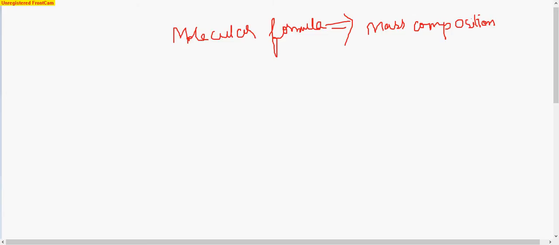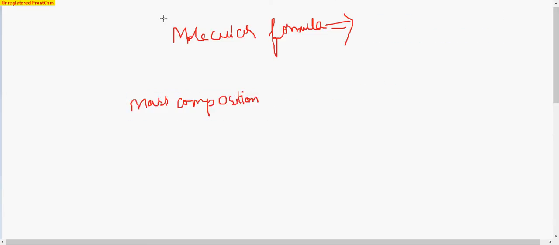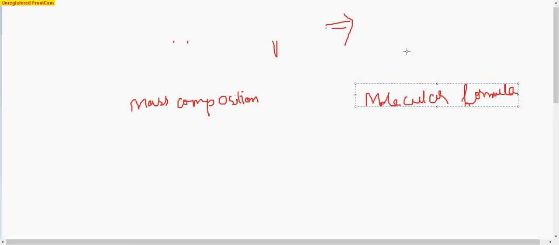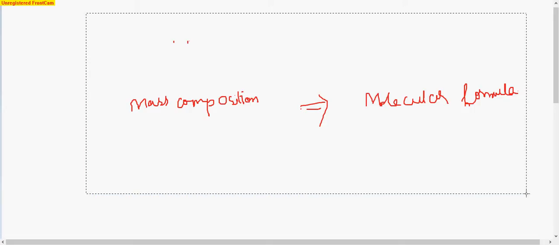Now how do we convert it back? Mass composition to molecular formula. To find out that, we'll do a problem. Okay, I'll write down a question.